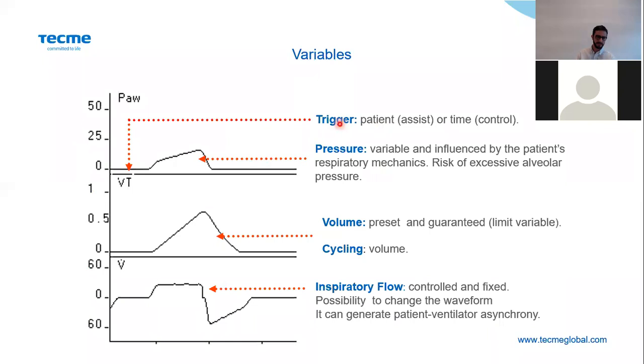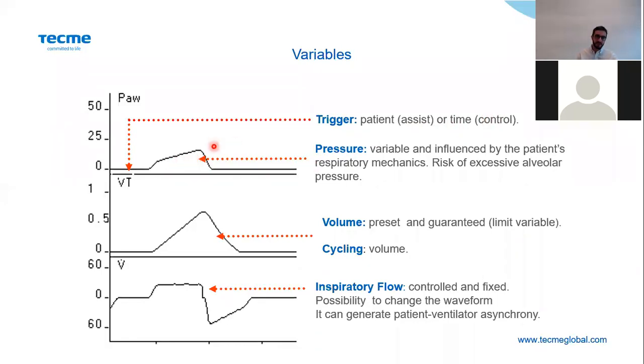So let's talk about all the variables here. The first one is the trigger. This is an assist control mode, so the trigger can be done by the patient, this is the assist part, or by time, this is the control.